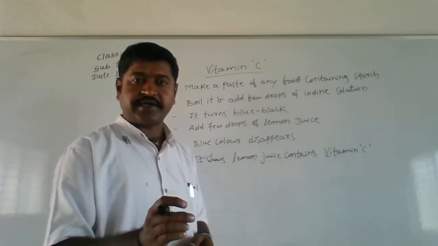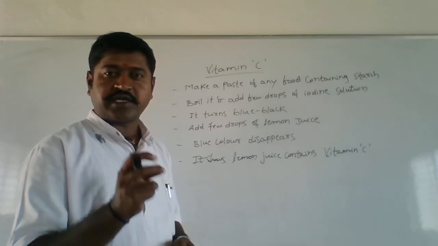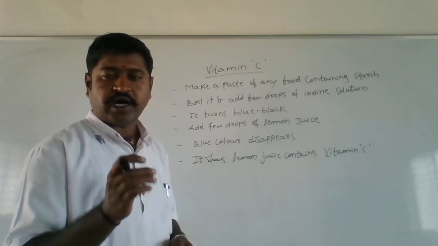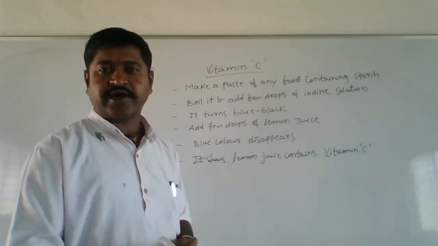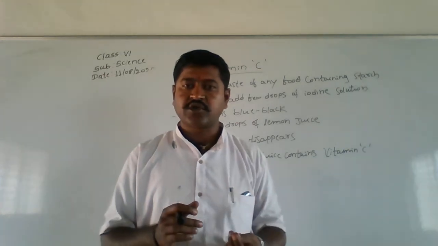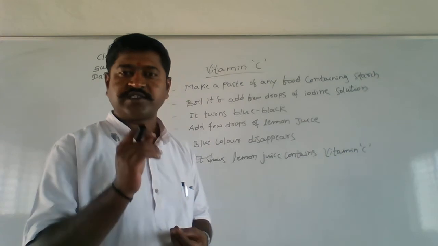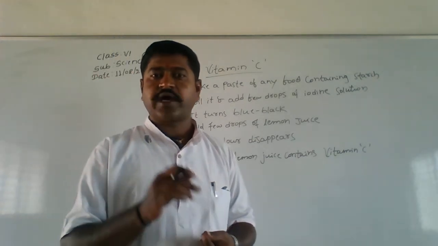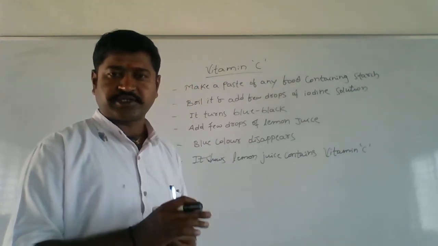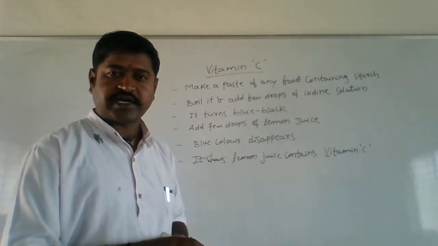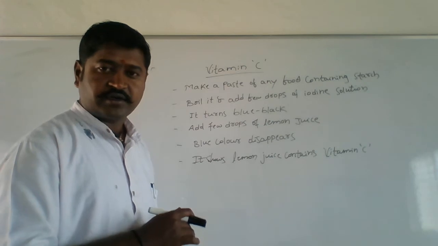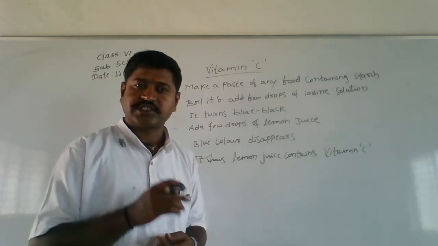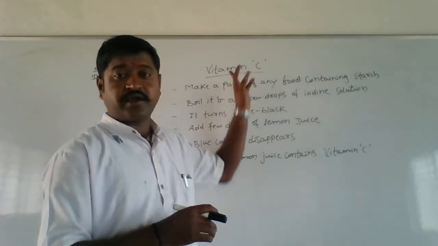After the paste is made, we have to boil it and then add a few drops of iodine solution. After boiling and adding iodine solution, it turns into a blue-black color. Once it turns blue-black, we have to add lemon juice to it. Once the lemon juice is added, that blue color disappears. Then it shows that the lemon juice has vitamin C in it.